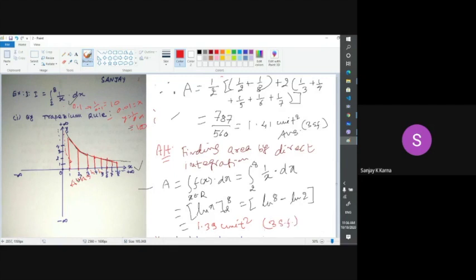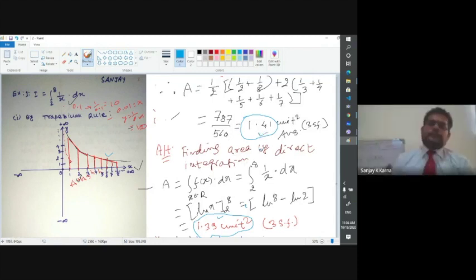Now let's check what is the difference between these two. You can see that by applying the trapezium rule directly to find the area under the curve, our value was 1.41 square units, and by using the integration method to find the exact area, to 3 significant figures, it is 1.39. If you compare these two values, 1.39 and 1.41, they are very close to each other.